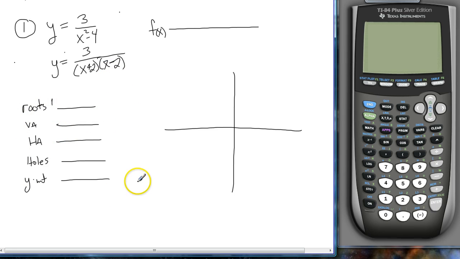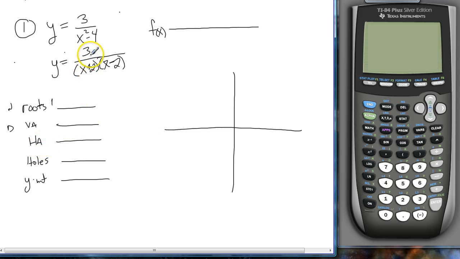Now, we have these questions that we have to answer. All right, so now let's go through where you find them. The roots are from the numerator. Vertical asymptotes are from the denominator. Horizontal have three cases. If the bottom has a bigger power on the x, which is this case, it's going to be the x-axis, the y equals 0.